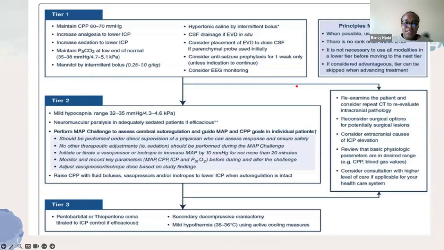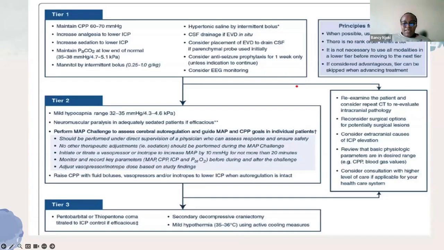So basically, when you're using this tier approach, you start with the lowest tier treatment, meaning tier 1, then tier 2. There's no specific order in using any treatment in each tier. So it doesn't mean you have to do analgesia first before sedation. You can do them both concurrently. And it's not necessary to use all management aspects in one tier before you move to the next tier. Before you move to the next tier, you have to re-examine your patient.